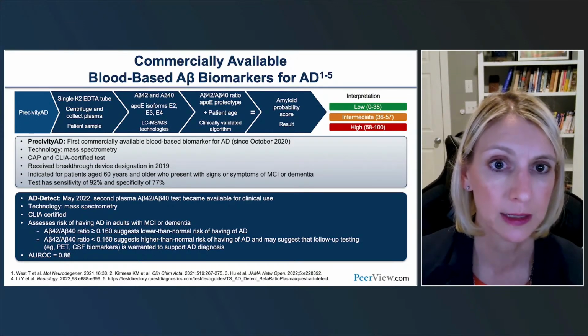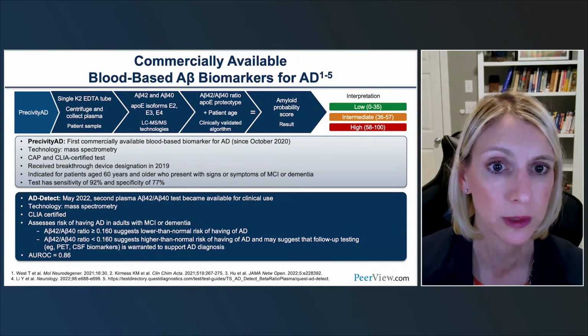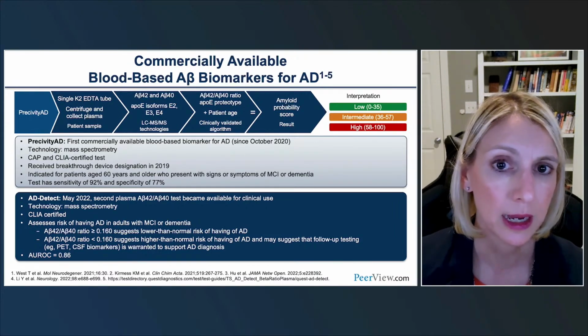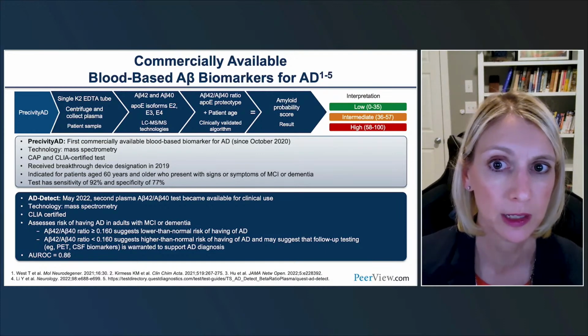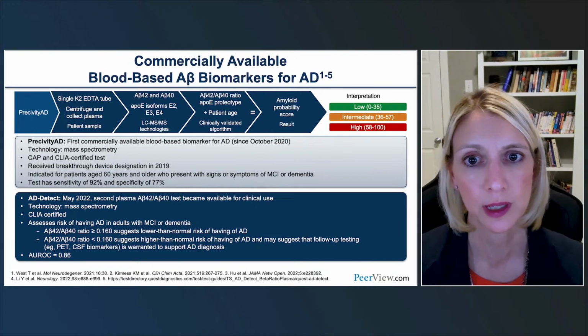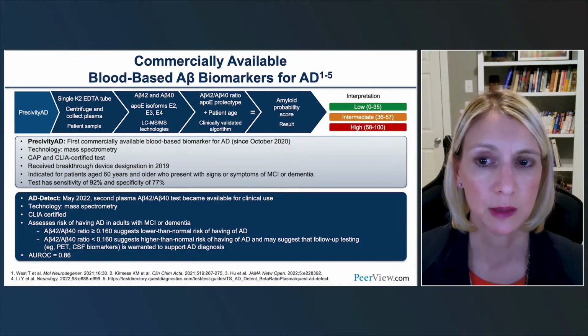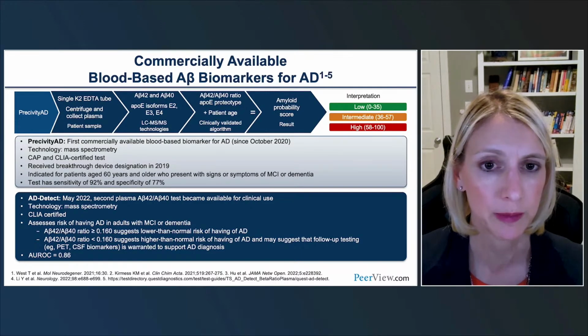This particular test is an algorithm that consists of plasma amyloid beta 42 and 40 measured by mass spec, ApoE4 genotype, as well as patient age. And when this information is put into the algorithm, you get a result of low probability of having elevated brain amyloid, intermediate probability, or high probability.